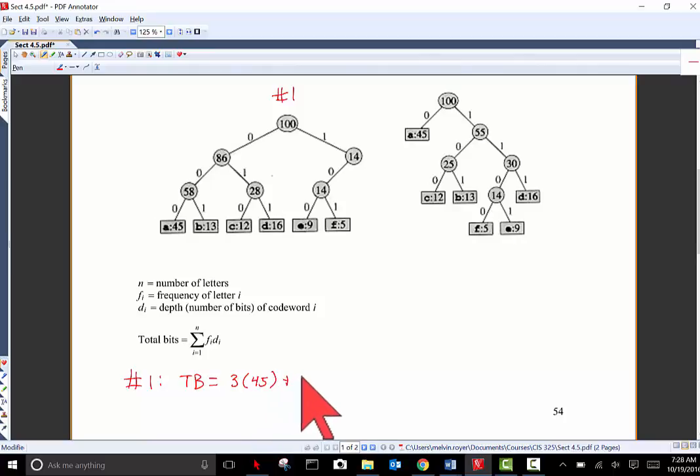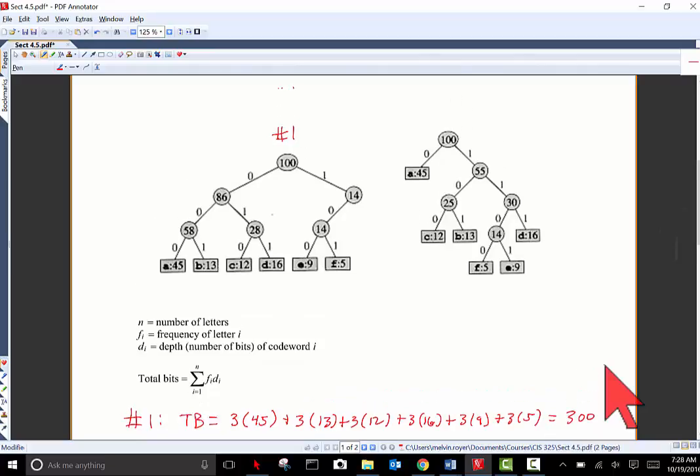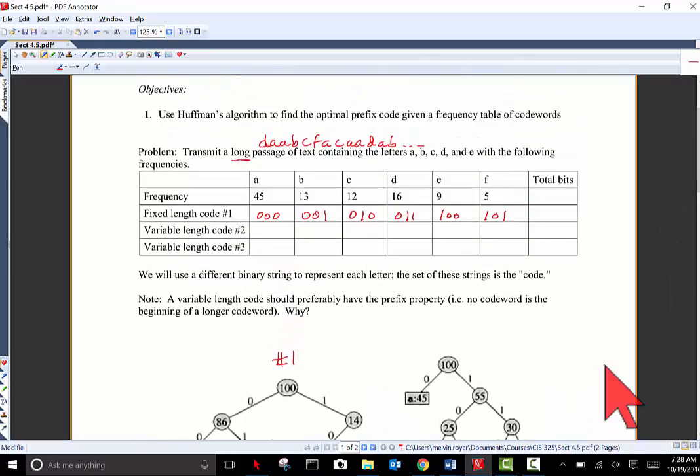And then B's are also at depth 3. Everything is at depth 3 in this tree, and 13 of those, C's, 12 of those, D's, 16 of those, E's, 9, and F's, 5. And if you work this out, this is 300. I would need 300 bits total to send this many of each letter using this code.